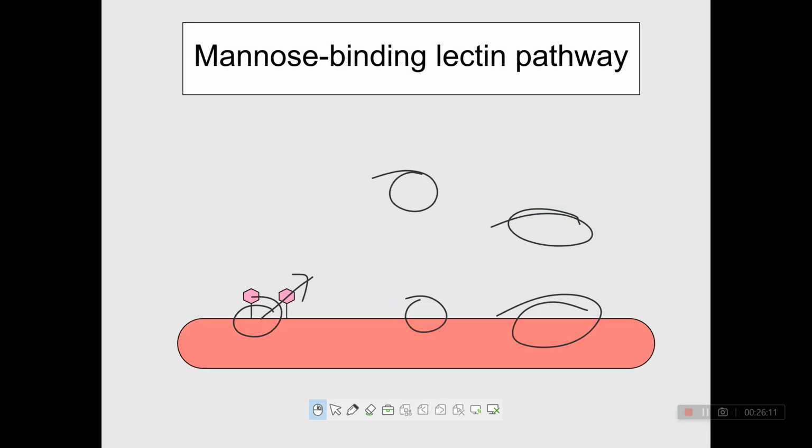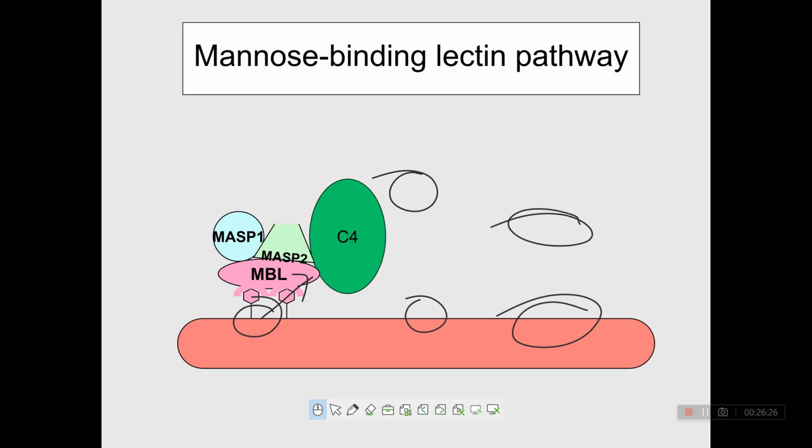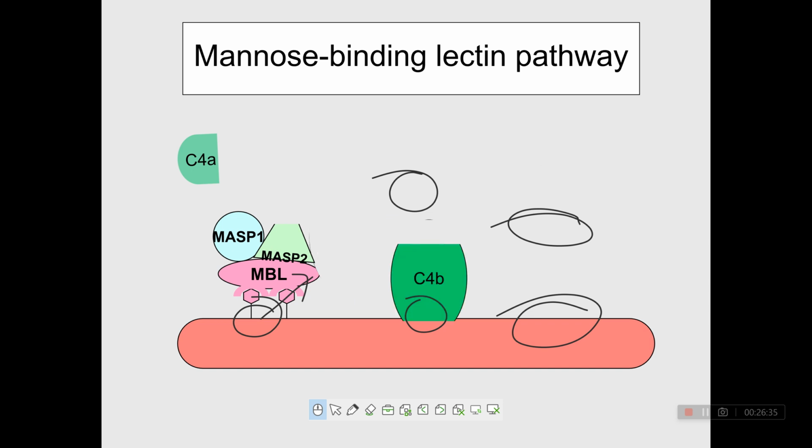Now, the mannose binding lectin pathway. First, mannose binding lectin will be present, right? It activates MASP1 and MASP2. After that, the C4 protein will be activated and converted into C4a and C4b. C4b is the larger component, so it will remain, and C4a is released into the environment. Now C2 will be cleaved into C2a and C2b, right?